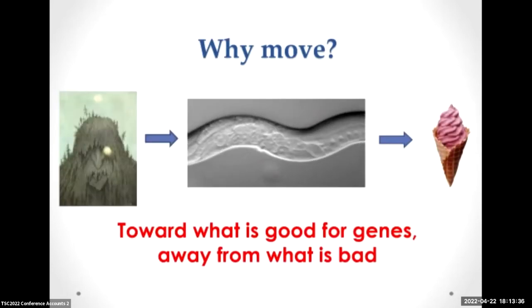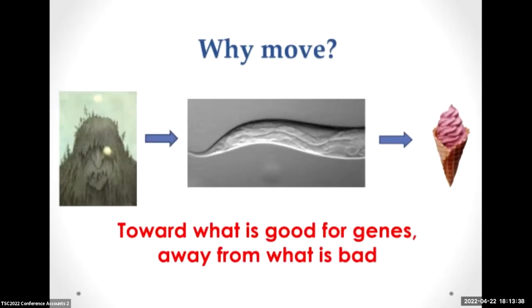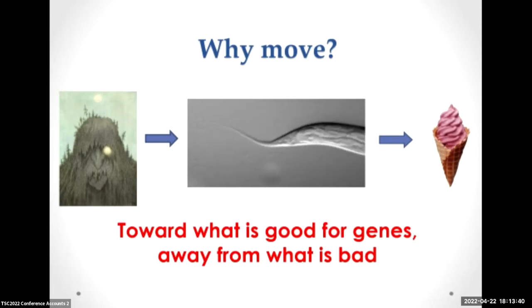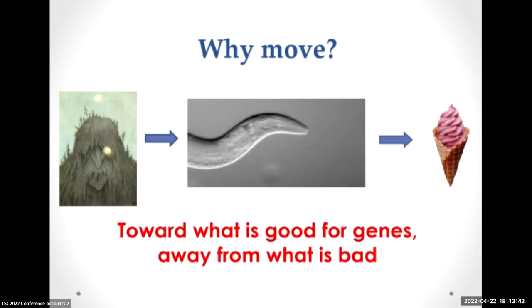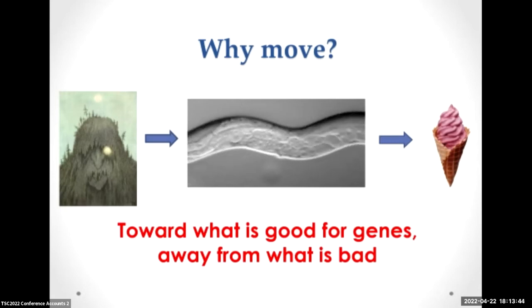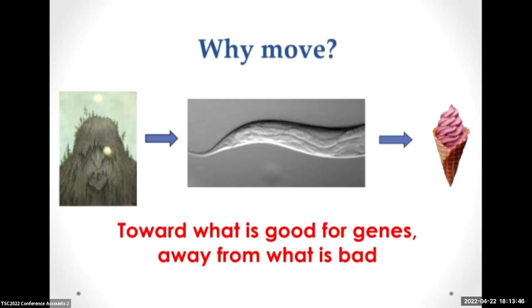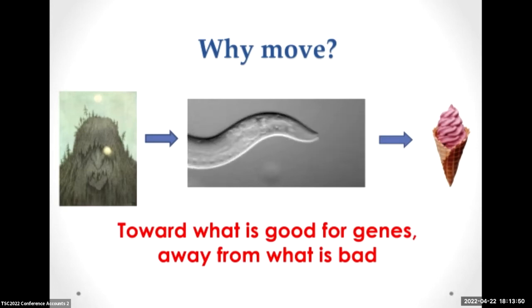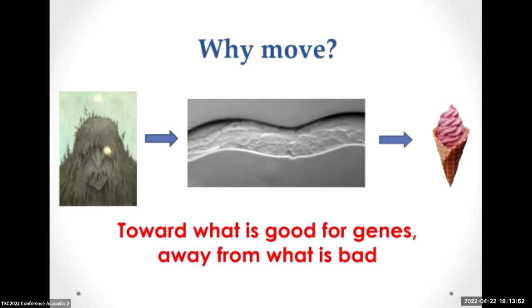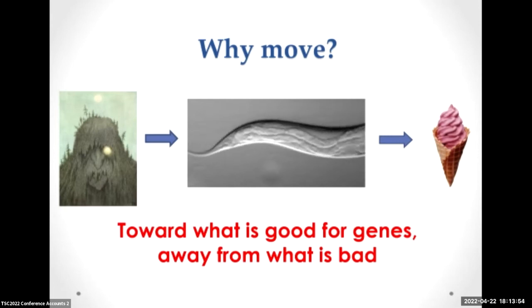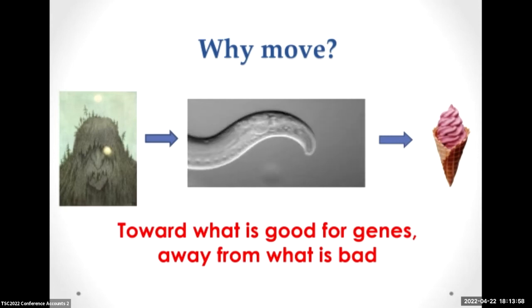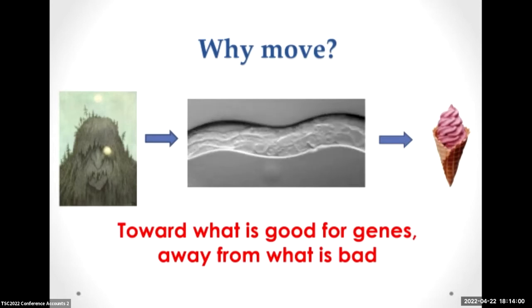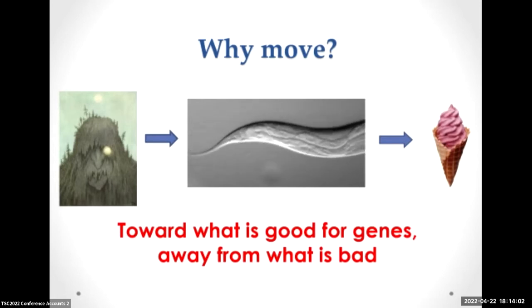So a core question then is why move? I mean, plants don't need any nervous systems because they don't need to move. As long as sunshine comes from above, they can just stay put at one spot. But movement for animals is about two core issues. You either move away from what is bad for your genes, or you move toward what is good for your genes. And this is the same little nematode swimming here toward the ice cream.